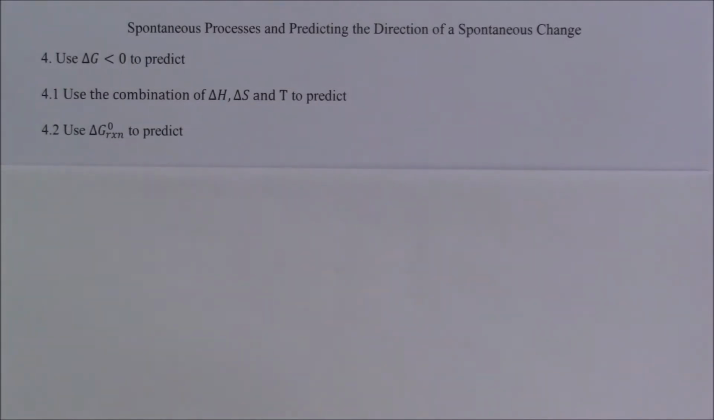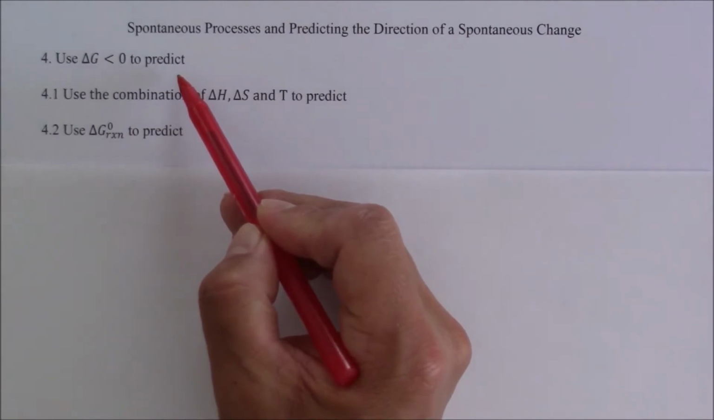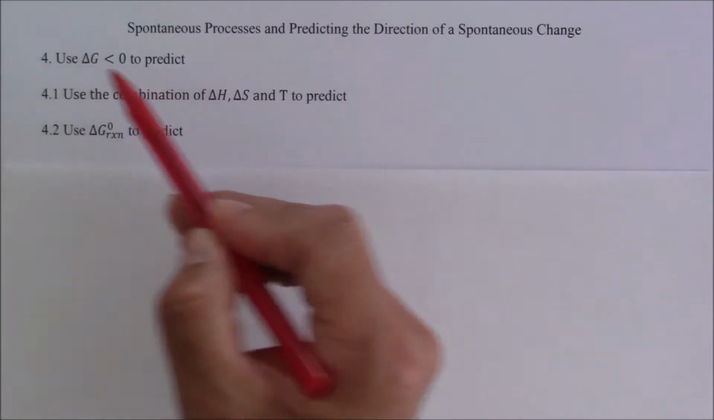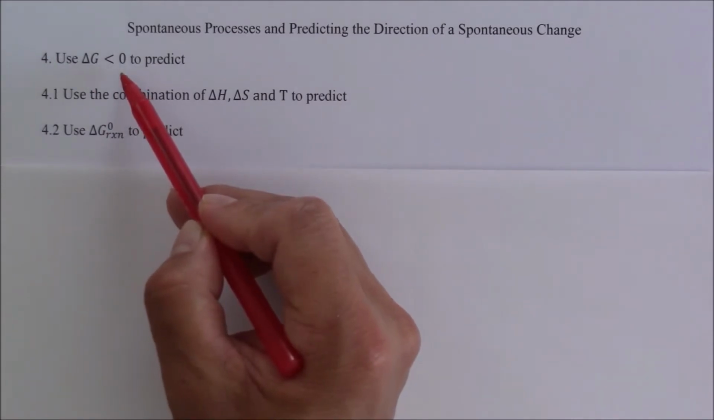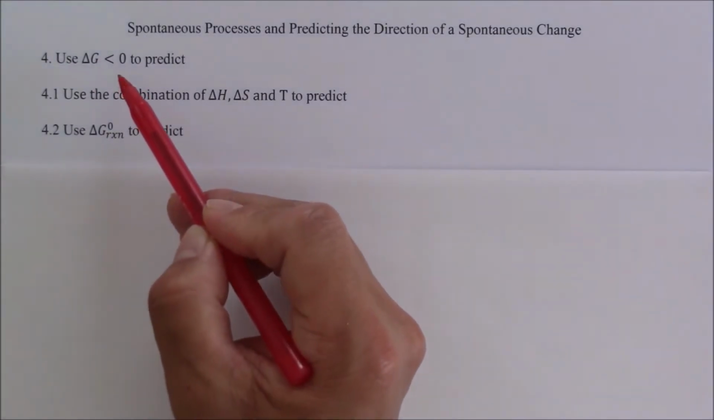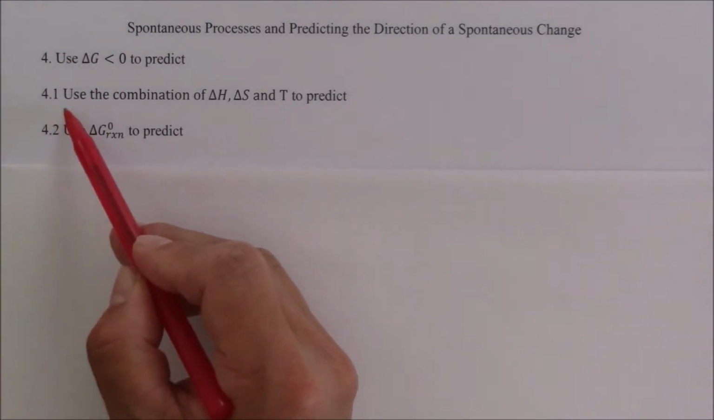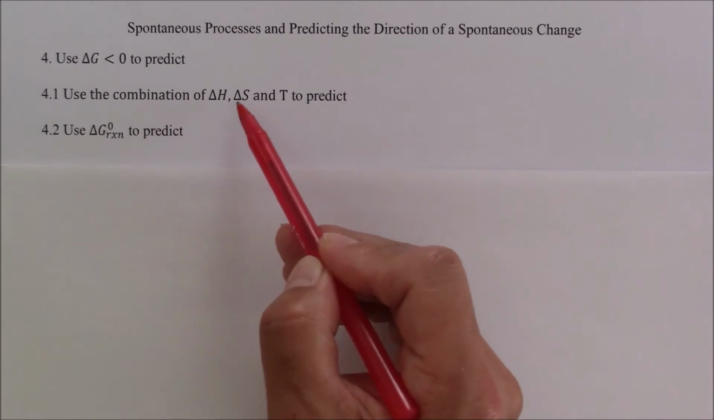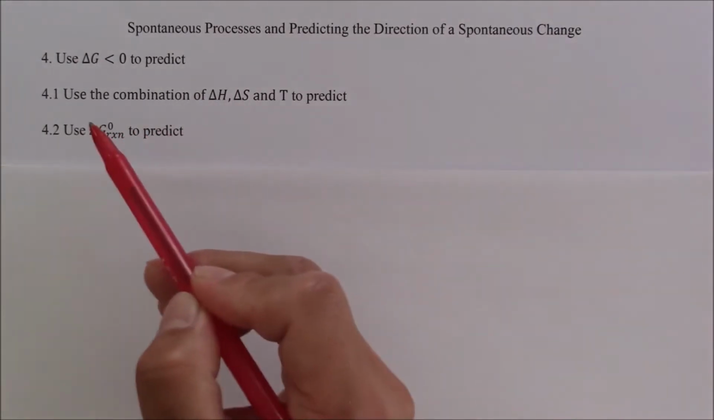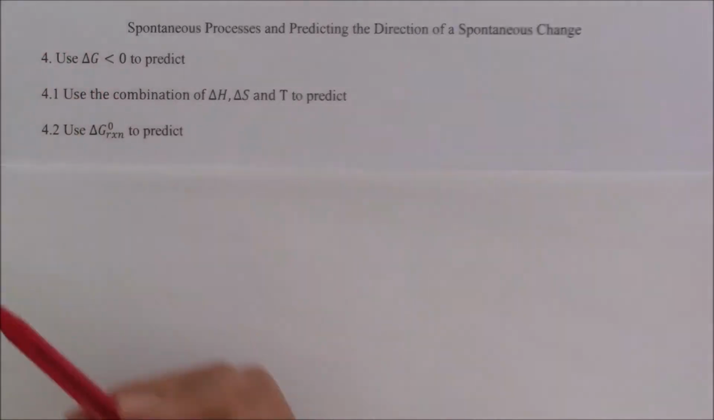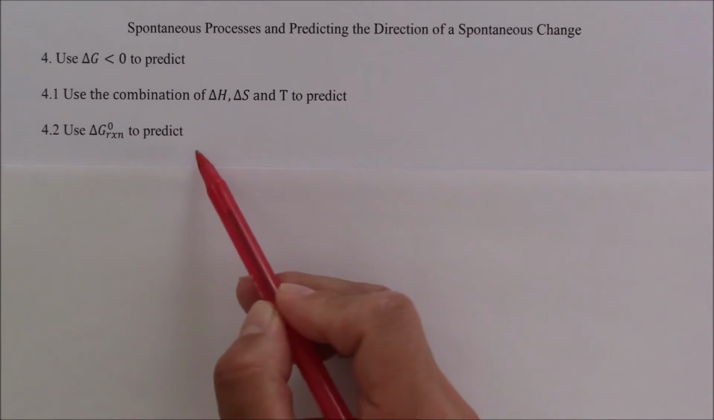The fourth method is to use delta G to predict whether a process is spontaneous or not. When delta G is less than 0, the process is spontaneous. There are two ways to use the fourth method. The first way is to use the combination of delta H, delta S, and temperature to predict. The second way is to use the standard Gibbs energy of reaction to predict.